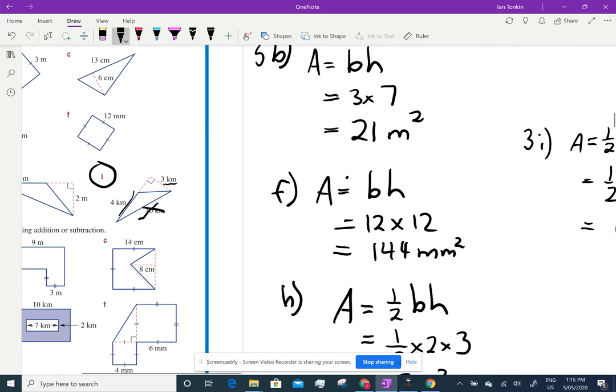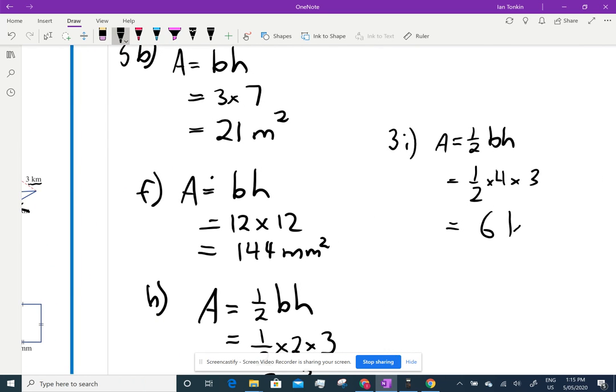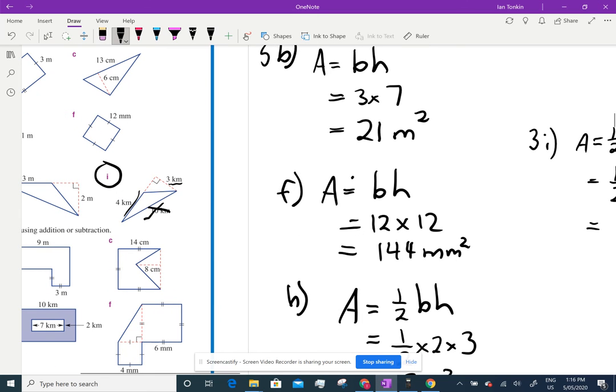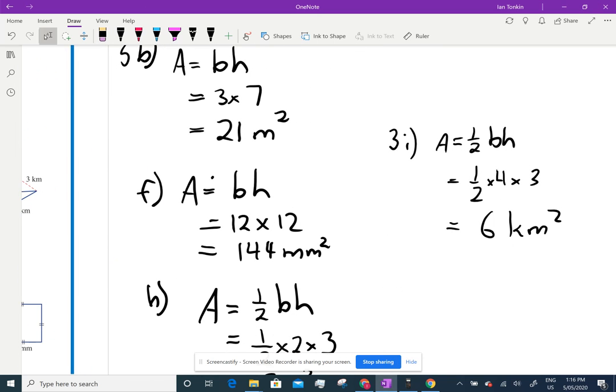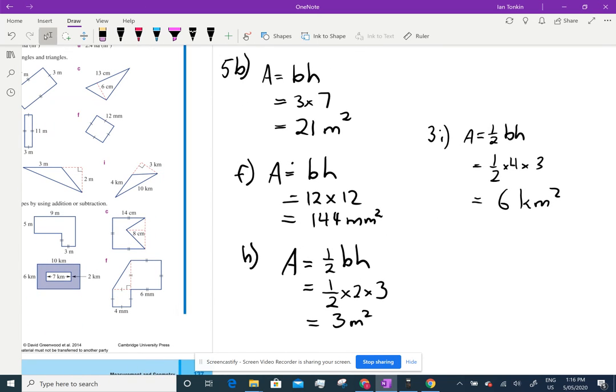And what units are we in? Kilometres. That's a big triangle. 6 kilometres squared. That's a very big triangle. Now, you make sure you're getting them right. You've done all the others.